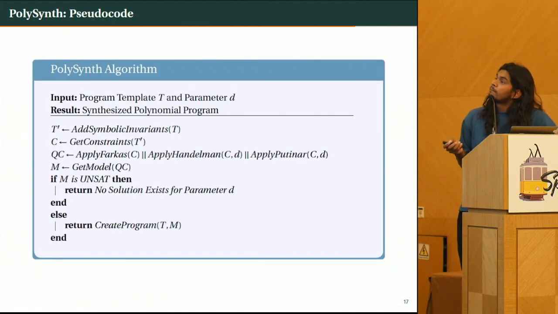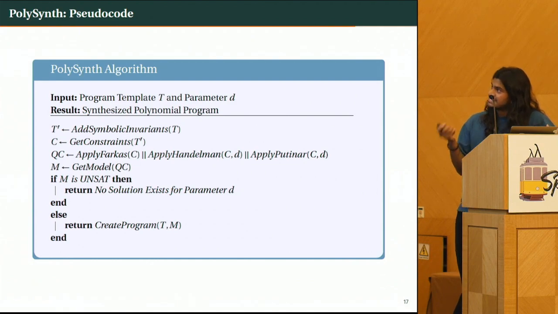So that's the whole algorithm. You take the symbolic PTS and retrieve the constraint from it. Then you apply either Farkas' lemma, Handelman's theorem, or Putinar's Positivstellensatz over some degree D, where you select a degree D.